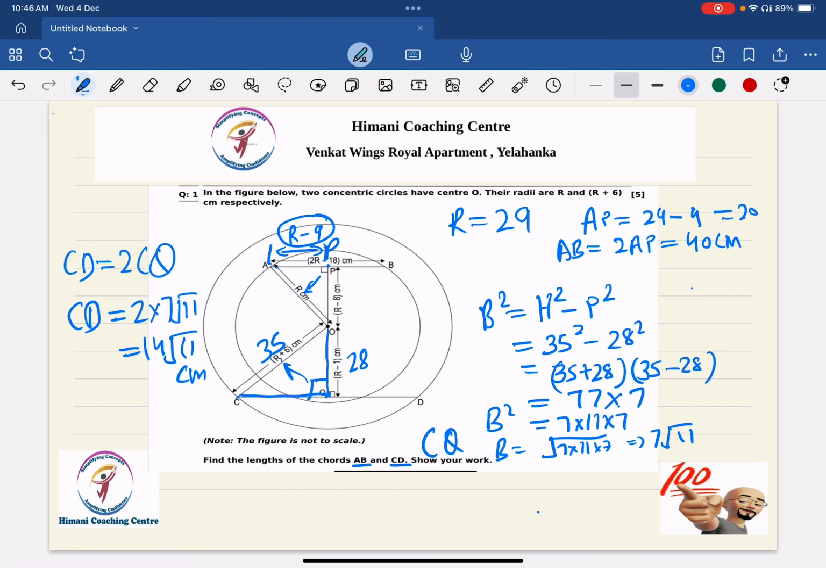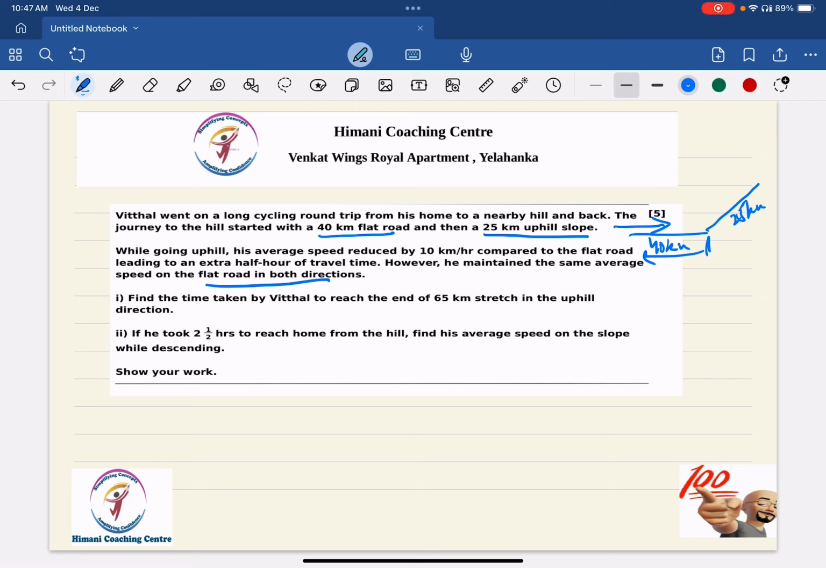While going uphill, his average speed reduced by 10 kilometer per hour compared to the flat road, leading to an extra half hour of travel time. However, he maintained the same average speed on the flat road in both directions. What does that mean? When he was going to the hill, his speed was the same, and when he was coming on the flat road, the speed was the same. Okay, this is what is meant.